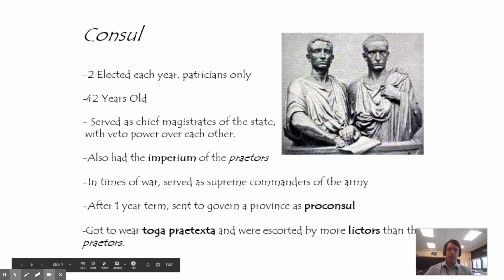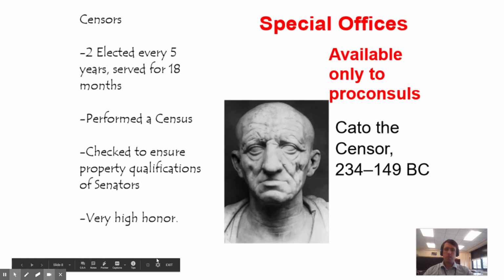Every year you would elect consuls and all the offices that we've talked about before. The next couple of offices are special and different. They don't follow exactly the same rules. So let's talk about censors, or censors as the Romans would say. You had to be a proconsul in order to become a censor. Every 5 years, they would elect 2 censors, and they'd serve for a year and a half, 18 months.